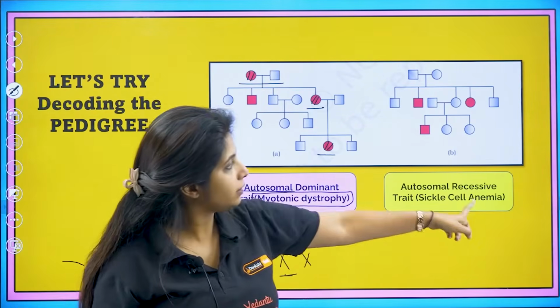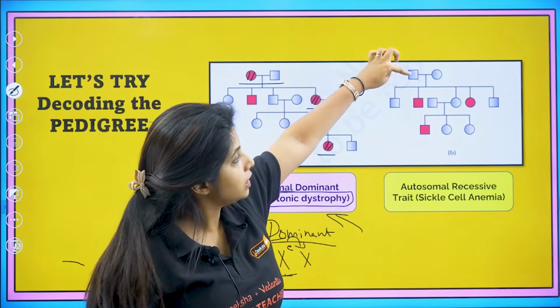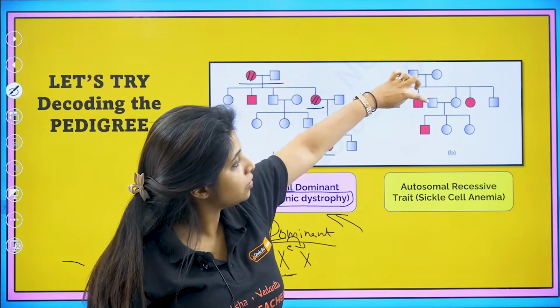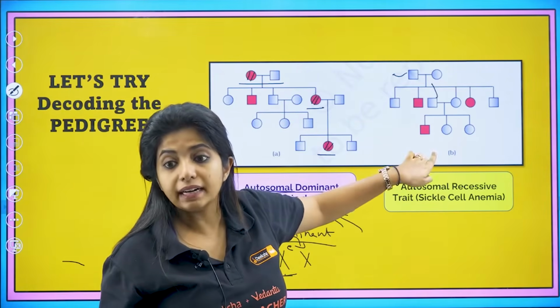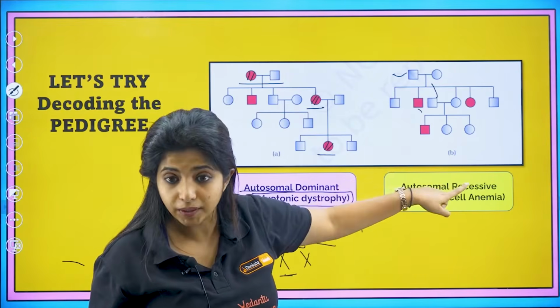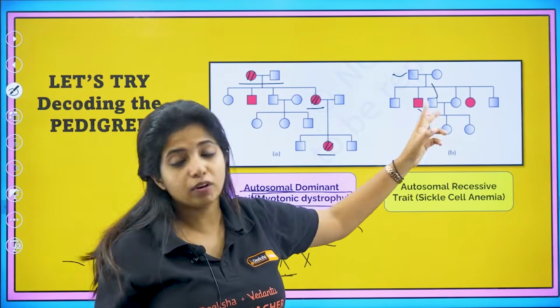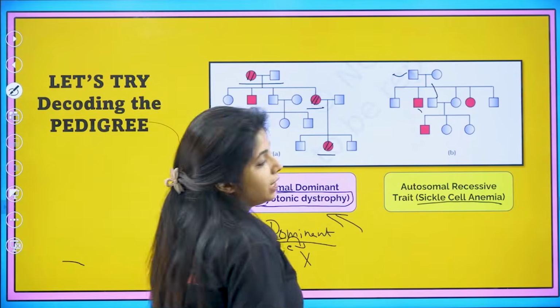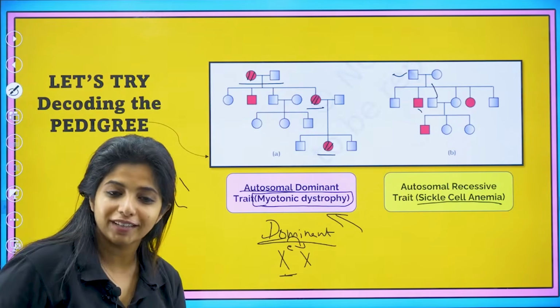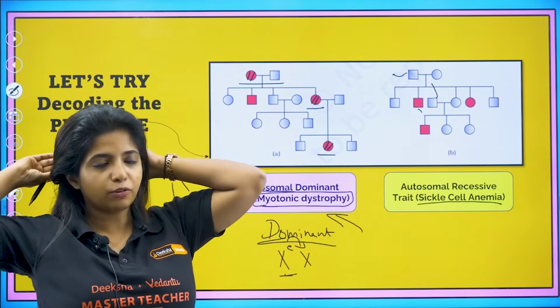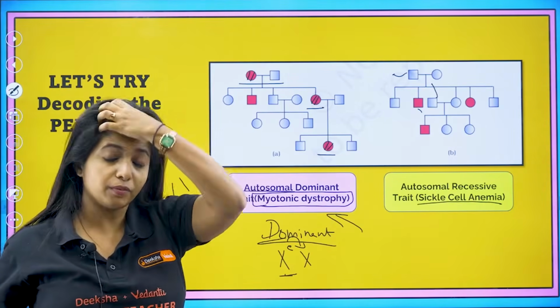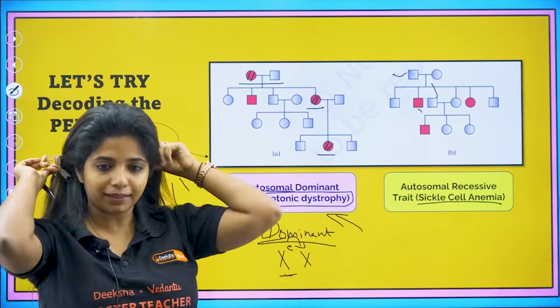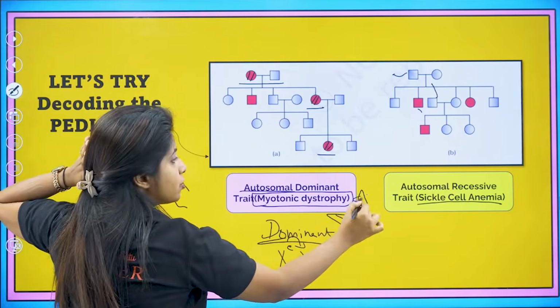Now over here, on the other hand, in this generation you don't see this disease, in this generation also you don't see this, but their kid has this. That means it is a recessive disorder, and still it is autosomal. Why? Because males and females are equally affected. So this can be an example of sickle cell anemia, an autosomal recessive disorder, or thalassemia, things like that. Please remember myotonic dystrophy, very, very important.